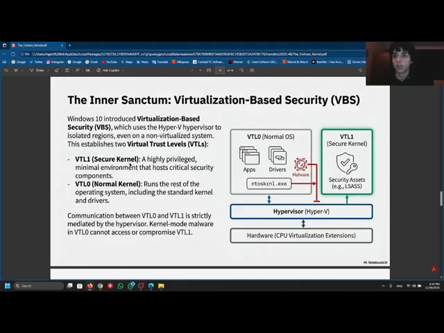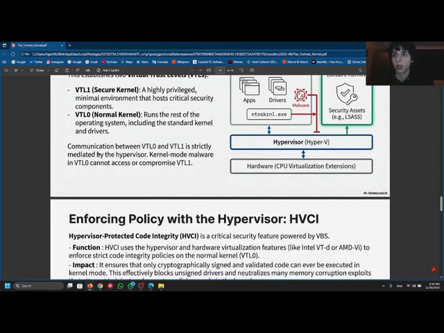You have the secure kernel, a highly privileged minimal environment that hosts the critical security components, and VTL0, which is the normal kernel, runs the rest of the operating system, including the standard kernel and the drivers. Communication between VTL0 and VTL1 is strictly mediated by the hypervisor. It's an option you can enable in the BIOS. Kernel mode malware in VTL0 cannot access or compromise VTL1.